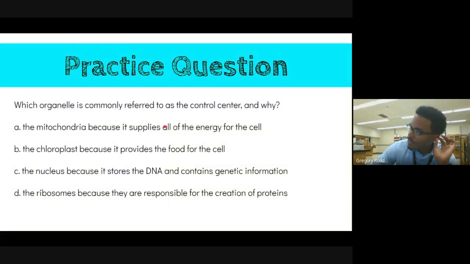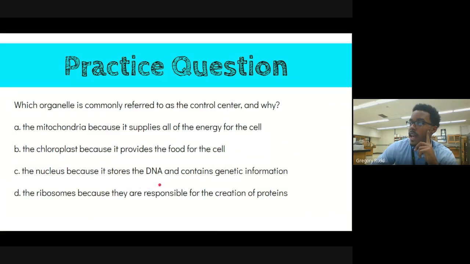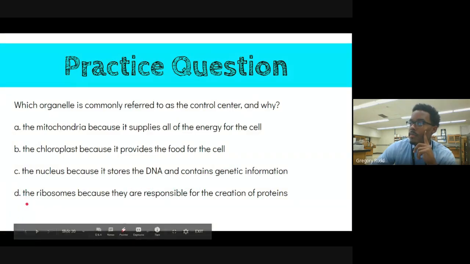Okay. All right, practice question. Which organelle is commonly referred to as the control center and why? Is it A, the mitochondria because it supplies all of the energy for the cell? B, the chloroplast because it provides the food for the cell? C, the nucleus because it stores the DNA and contains genetic information? Or D, the ribosomes because they are responsible for the creation of proteins?